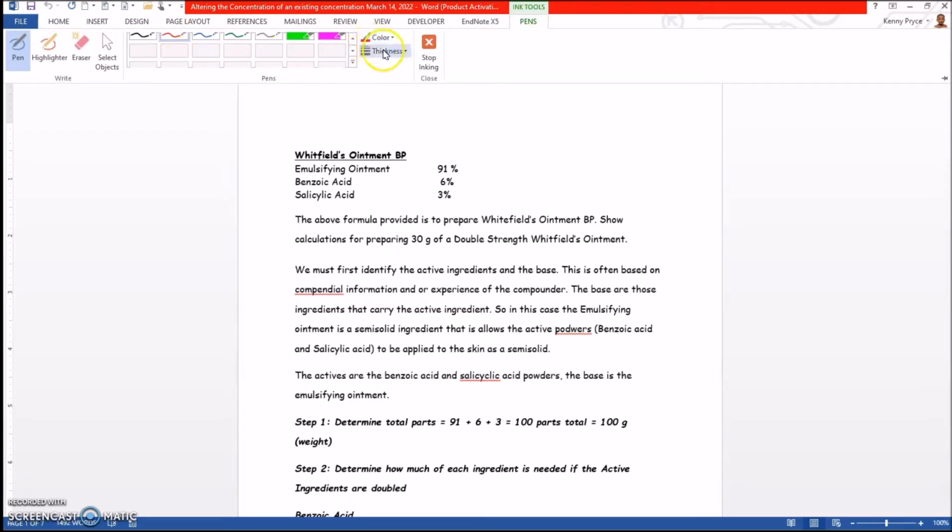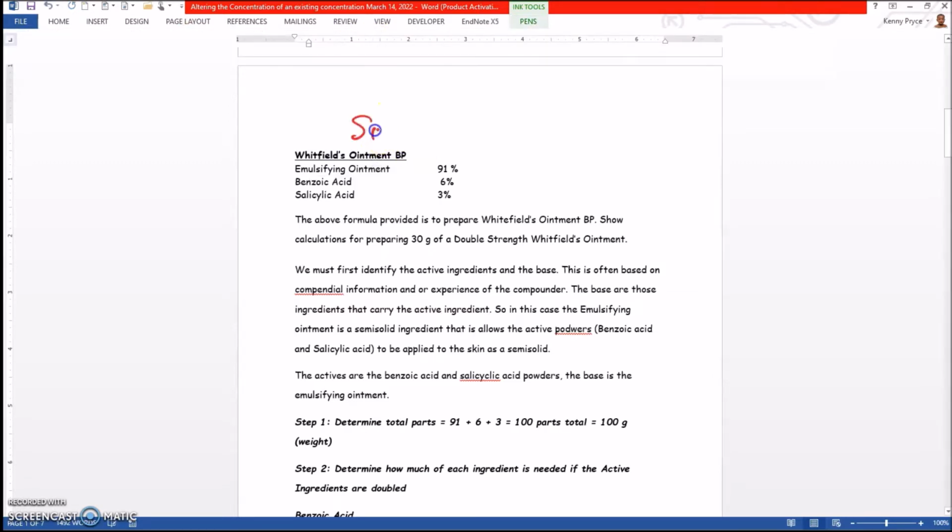This means that you're going to have to identify what the active ingredients are. We have to identify the ingredients in the formula. Now, an ointment has two things. It has a base and it normally has an active ingredient. The active ingredients are the benzoic acid and salicylic acid, and the base would have been the emulsifying ointment. So these are the active pharmaceutical ingredients.